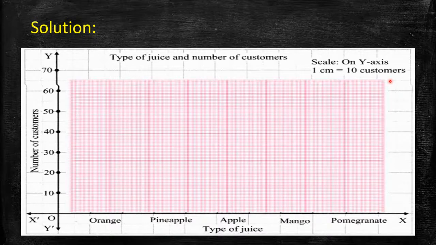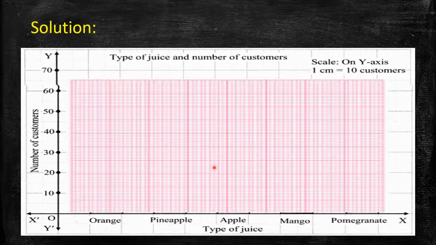Now you can see the data. For types of juices, first is orange. The number of customers is 50. So here our bar graph will come. Then second is pineapple, number of customers is 30. So approximately here our bar graph will come. Then next is apple, the number of customers is 25. So here you can see, in between 20 and 30, 25 will come.